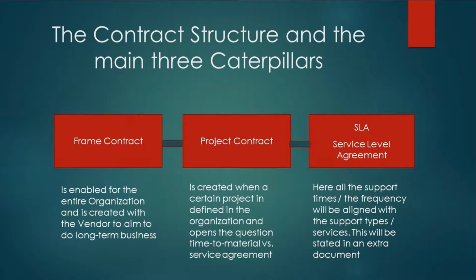So you need to state this within the service level agreement and negotiate with your internal stakeholders what is actually being needed in terms of support, in order to align this with your internal customer. This will be stated in an extra document. So this is often separately stated.